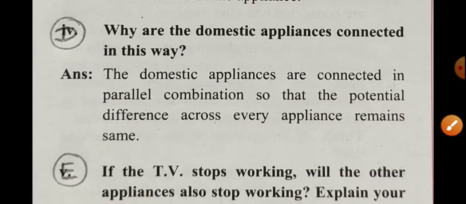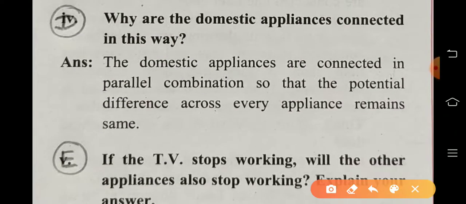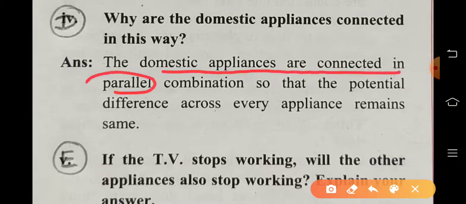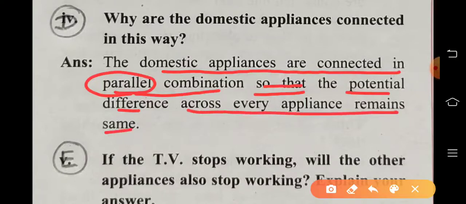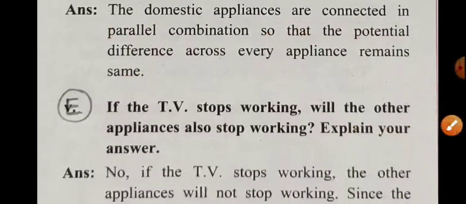Next question: why are the domestic appliances connected in this way? The domestic appliances are connected in parallel. This is the proper answer: parallel combination, so that the potential difference, that is the voltage across each appliance, remains the same. Same voltage is required, and the same voltage is provided with the help of this parallel combination. For that purpose, domestic appliances are connected in parallel combination only.